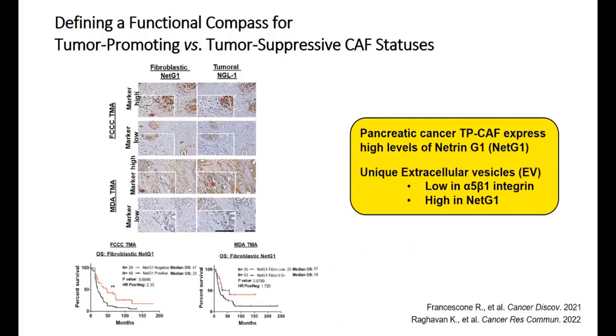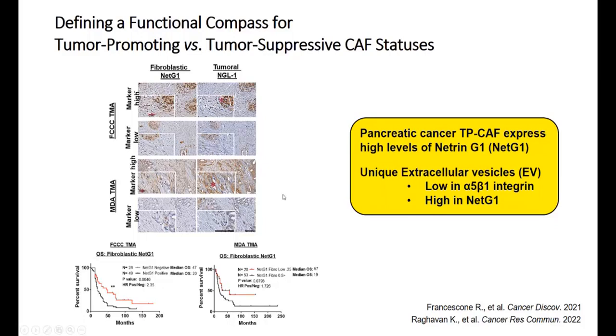Recently, we also found the expression of unique proteins that normally are expressed in neurons. It was a surprise to find them in the cancer-associated fibroblasts of pancreatic cancer. This is the case of netrin G1. We found that patients whose pancreatic cancer stroma had high levels of netrin G1, as you can see here, were progressing faster than those with lower levels.